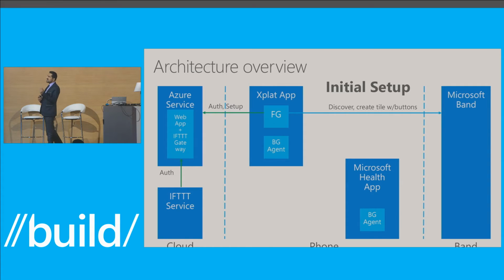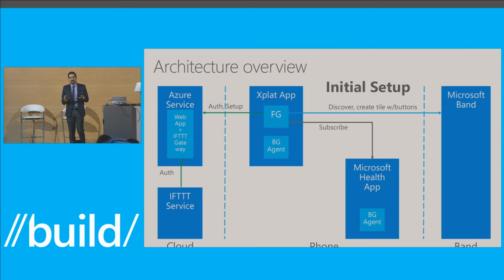Then the app will actually go in, discover, and create some tiles with buttons. So the app will now put an experience of the app onto the Microsoft Band. The user will decide, here's the experience I want from IFTTT on my Microsoft Band. So that's the discovery and creation of tiles with buttons. Once that is done, the last step of the initial setup is that your app has to say, I've created some buttons and icons and a tile on the Microsoft Band, and I want to subscribe to events coming from that tile. After that, you're done with the initial setup.